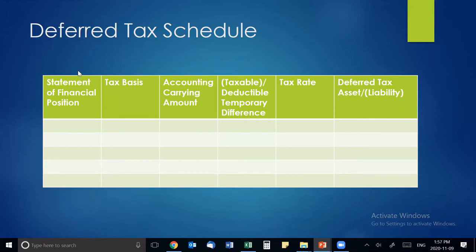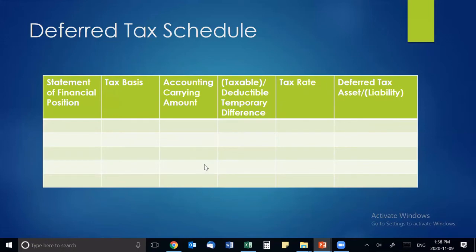So here we're going to start with what is our balance sheet account we're working with. We're going to look at the tax basis. We're going to look at what's the accounting carrying amount, whether it's a taxable or deductible temporary difference. So taxable is going to be in brackets. What the tax rate is, and what our deferred tax asset or liability we have to record is.